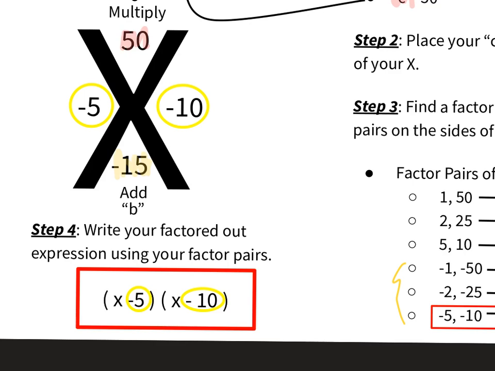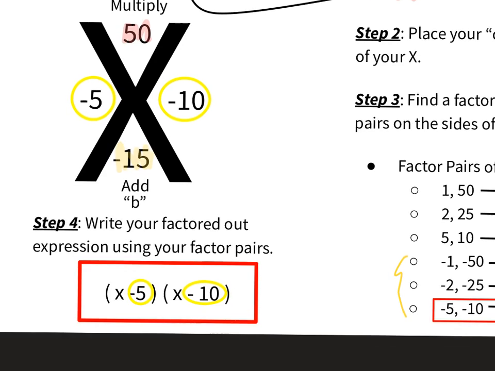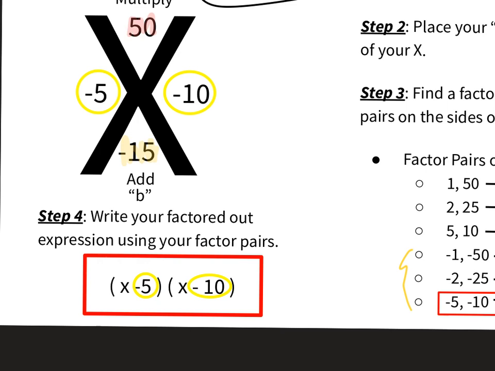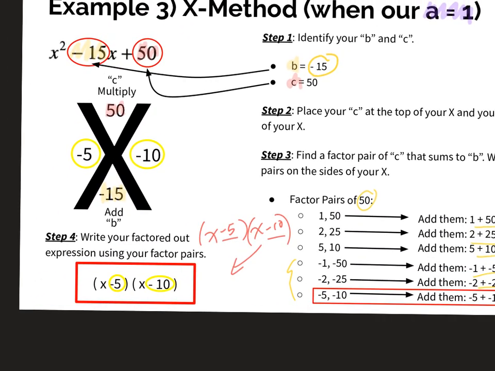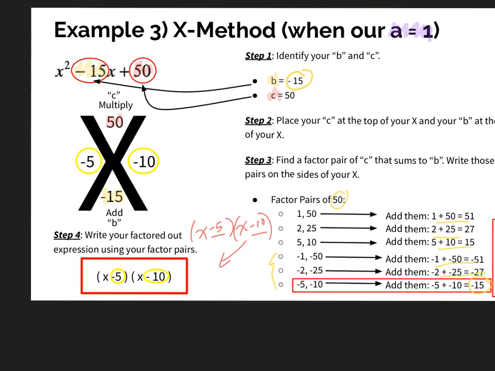I'm going to write them on the sides of my x, just so I can visually see what's going on, right? Now that I found my factor pair, I literally just plug them into something called a skeleton. So my skeleton is generally going to look something like this. Parentheses, whatever your variable is, usually x, so I'm going to write x. Close parentheses, open up another parentheses, x, close parentheses, and I'm going to put my factor pair here and here. In this case, my factor pair was negative 5 and negative 10, and that matches exactly the expression that we've factored using the x method, okay? Your main goal: multiply to c, add up to b, and make sure that you're watching your signs.